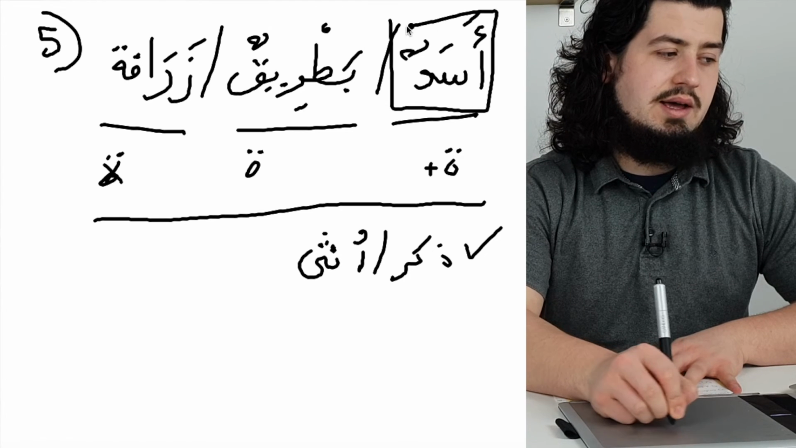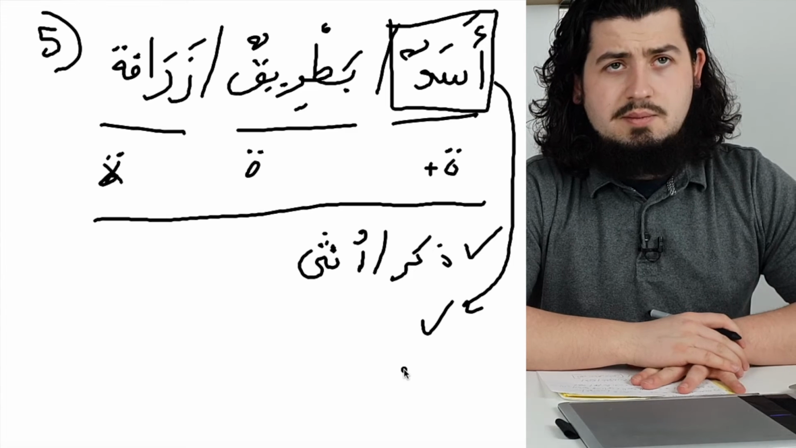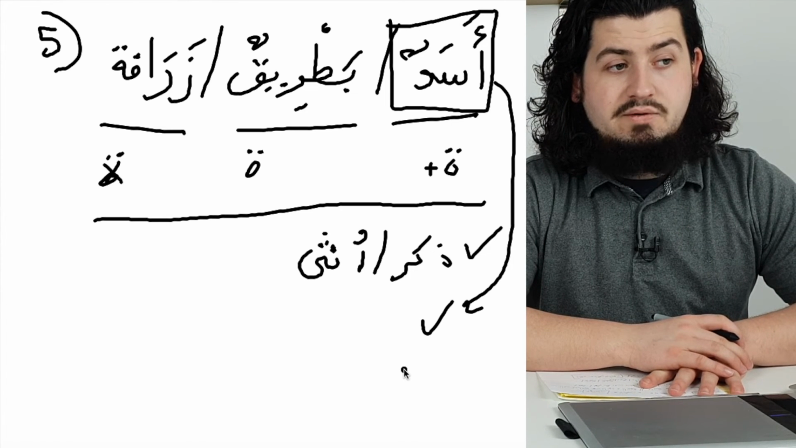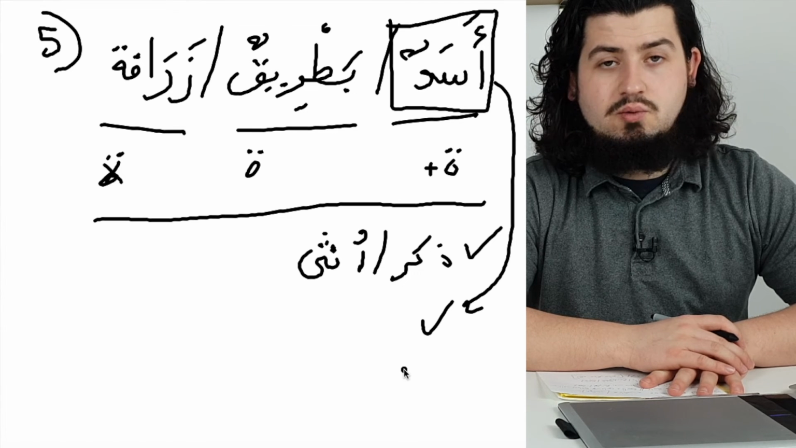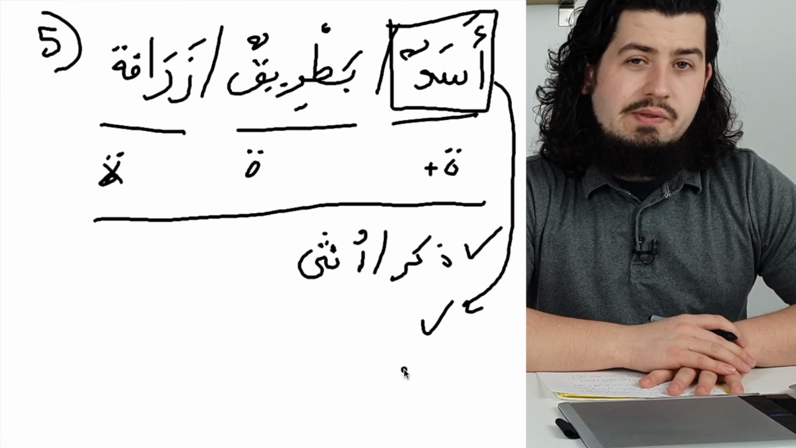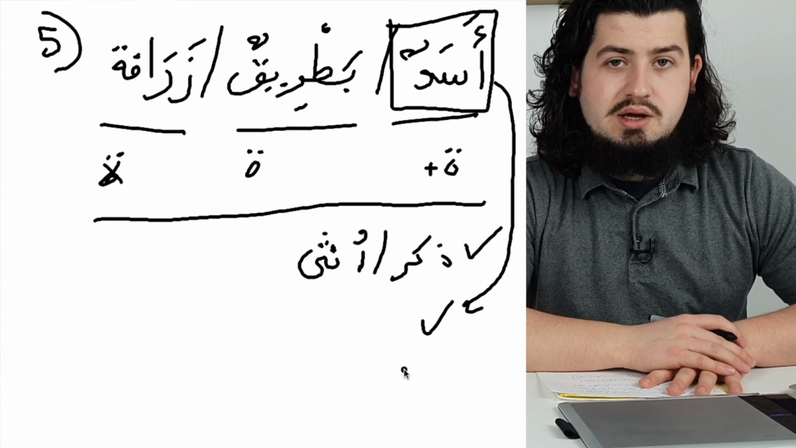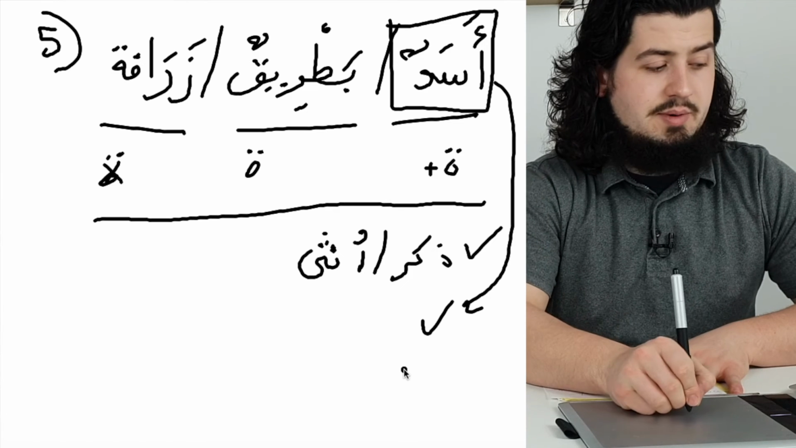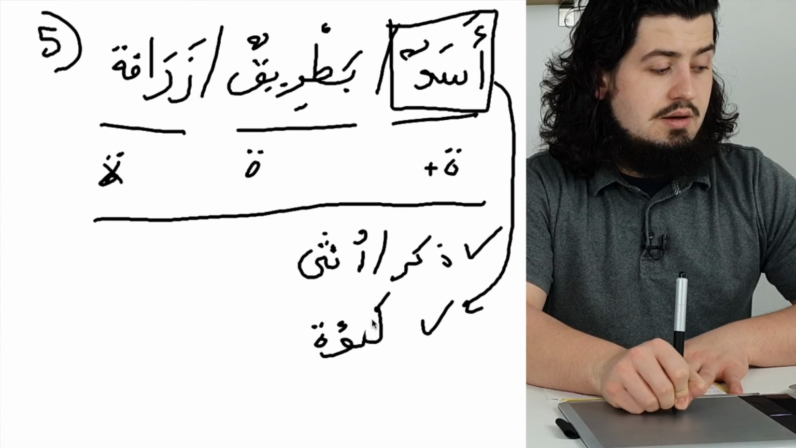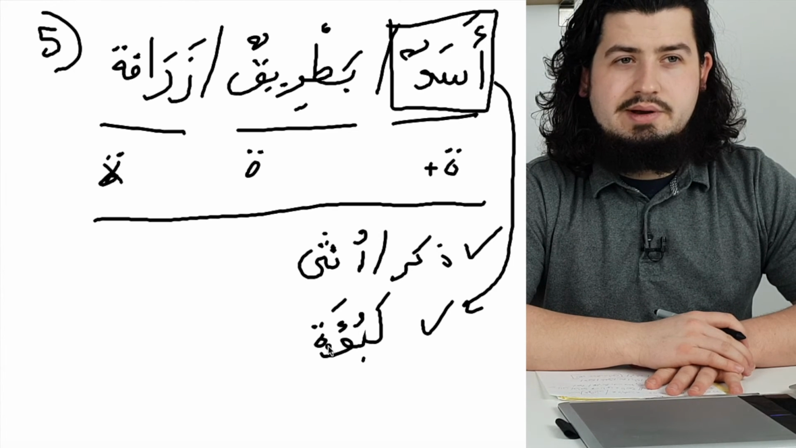It's only in cases where, just like in English, we have some words where the female of that animal is just a different word. Like with asad, you can't actually say untha asad. You can't say the female lion. You just say the lioness, which in Arabic is lebu'a. There aren't loads of animals that are like that though, really.